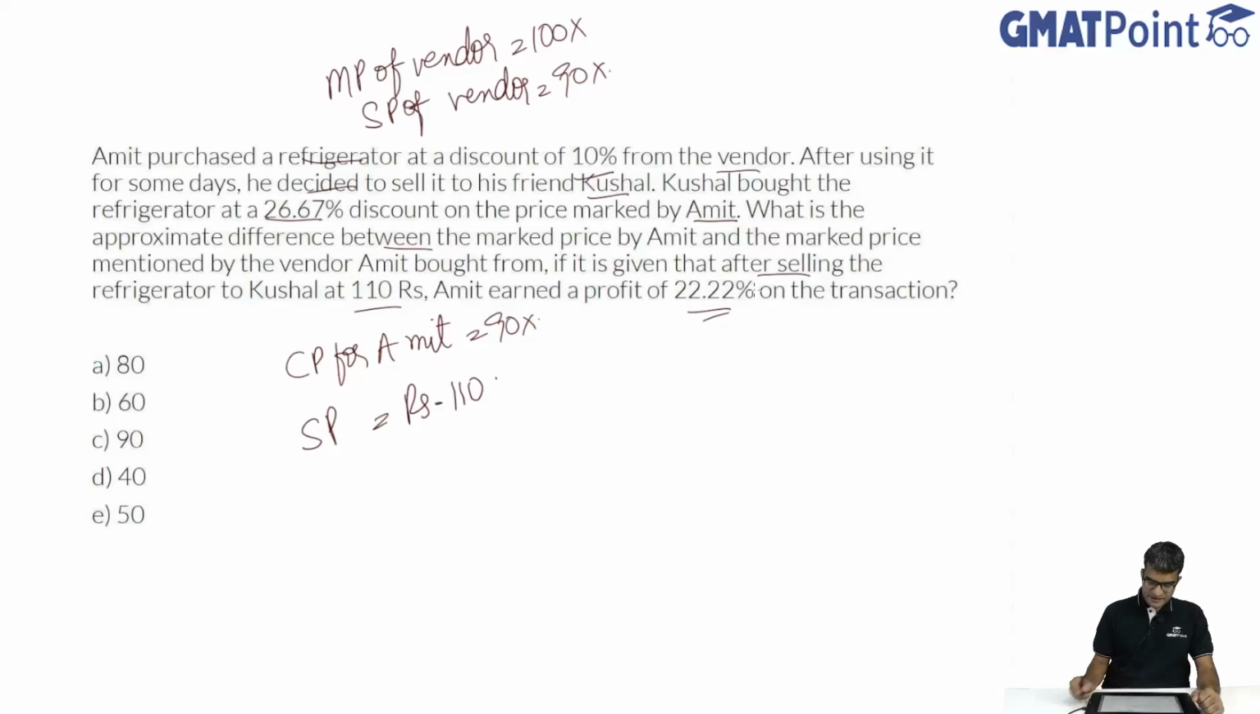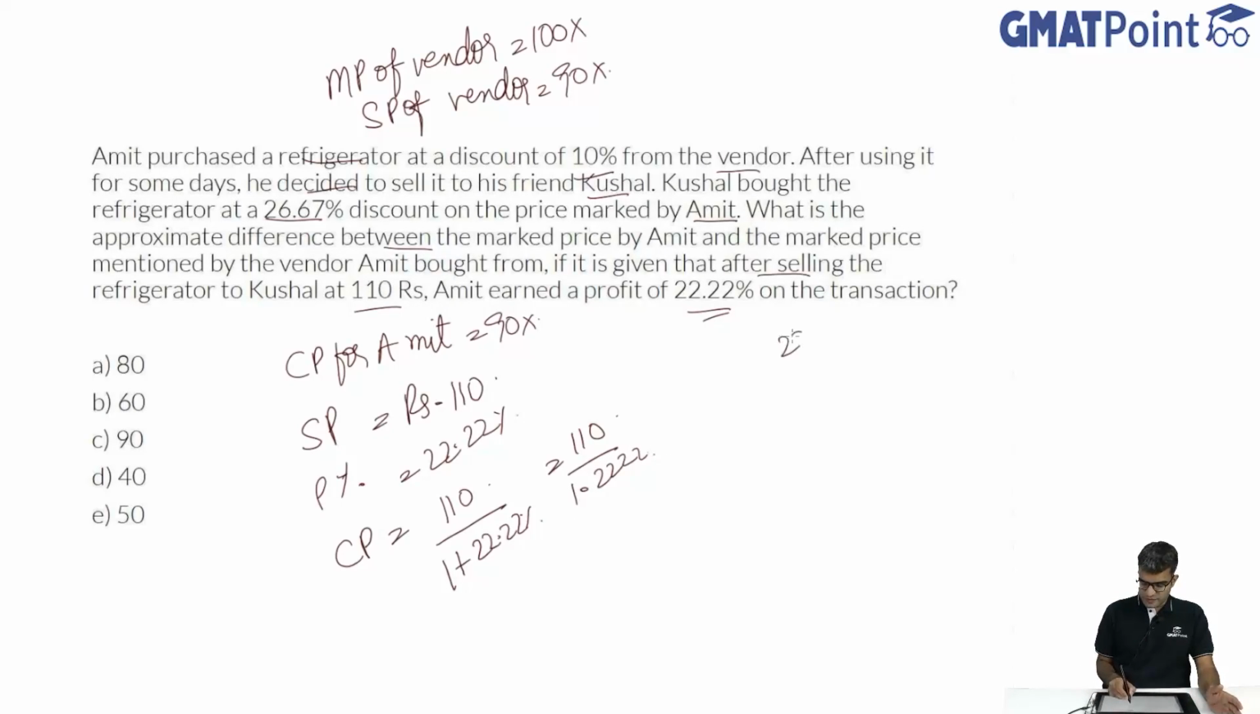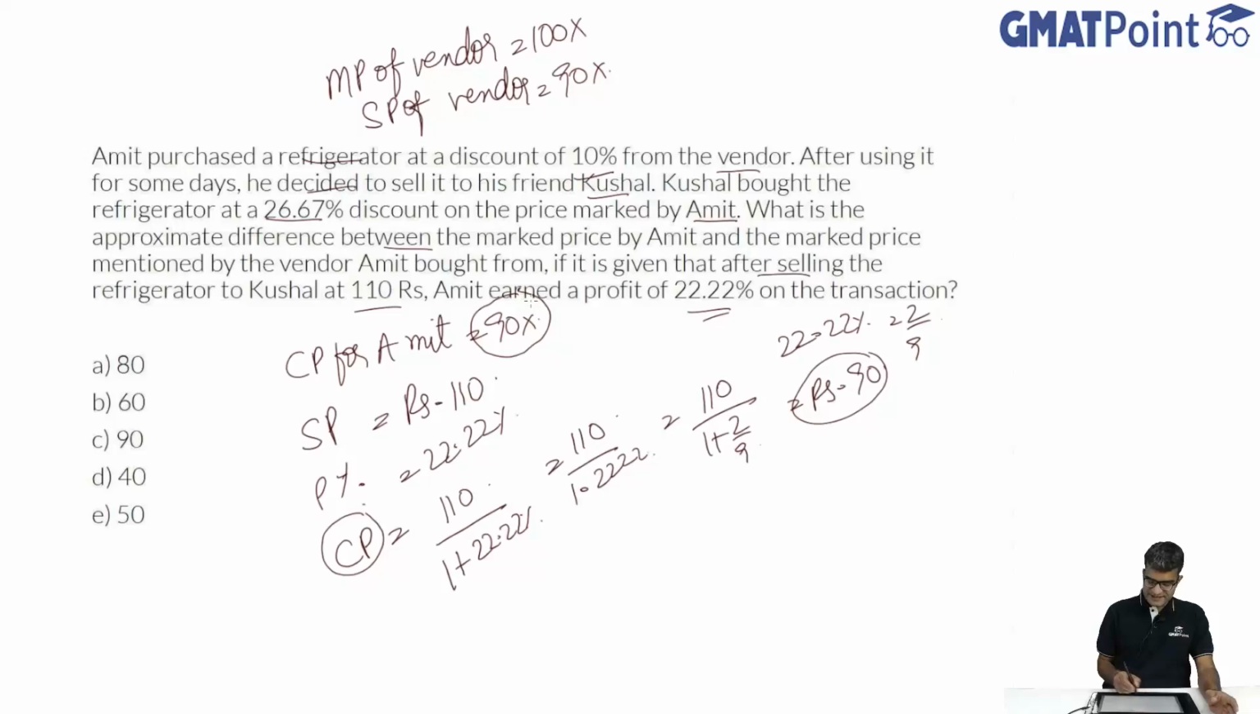The profit he made, profit percentage, is equal to 22.22%. So using this we can calculate the cost price. Cost price will be equal to 110 divided by 1 plus 22.22%, which is equal to 110 divided by 1.22222 dot dot dot. 22.22% is equal to 2 by 9. So this is simply equal to 110 divided by 1 plus 2 by 9, which is equal to rupees 90. So the cost price for Amit is rupees 90, or the value of 90x is equal to 90.